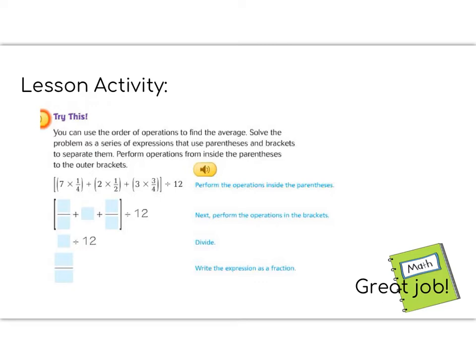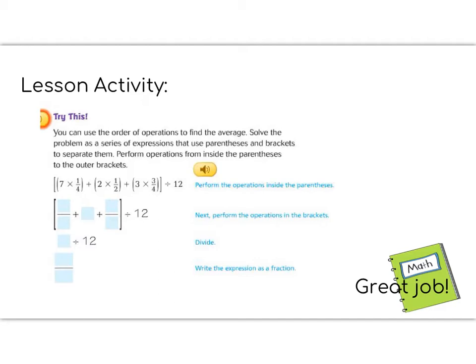Alright, 5th graders, if you look above the example, there's a section that says try this. We're going to use that try this section as our lesson activity today. You can go ahead and do it on your lesson pages. You do not need to write it in your math notebook. It says, you can use order of operations to find the average. Solve the problem as a series of expressions that use parentheses and brackets to separate them. Perform operations from inside the parentheses to the outer brackets.